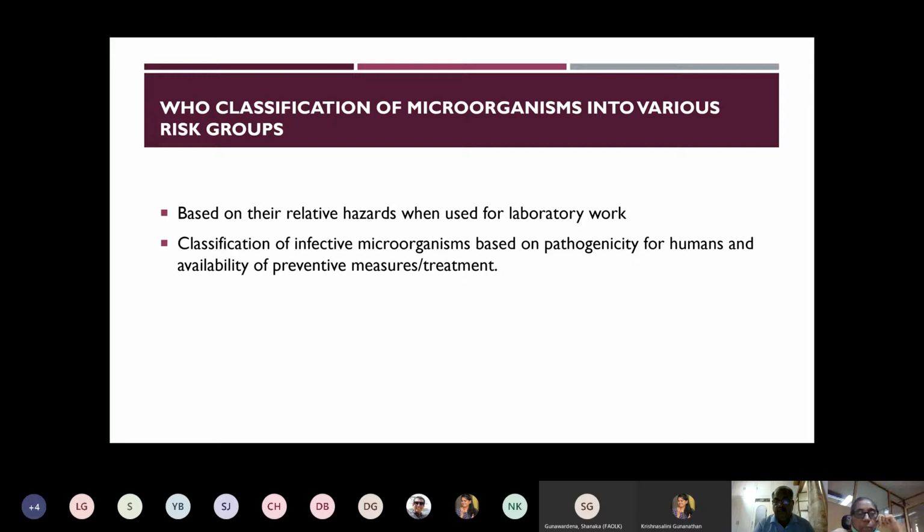Based on their relative hazards when used for laboratory work, classification of infective microorganisms is based on pathogenicity for humans and availability of the preventive measures and treatment. So they both are important. One is, of course, the broader pathogenicity: does this organism cause diseases to humans? And then while doing the laboratory work, any relative hazards also are taken into account.